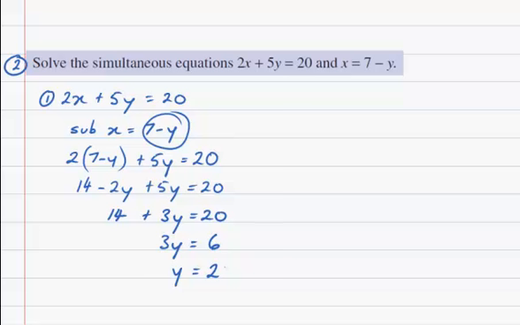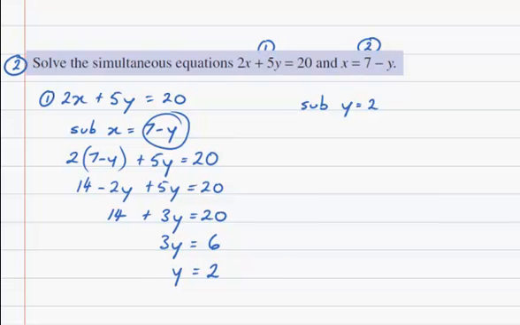Okay, so I've solved for y. Now I've got to solve for x and find the value of x. So I'm going to substitute y equals 2 into either equation 1 or equation 2. Now if you think about it, I'm trying to find x. So which equation would be simpler to find the value of x? This equation is going to be simpler because it's already got x equals.